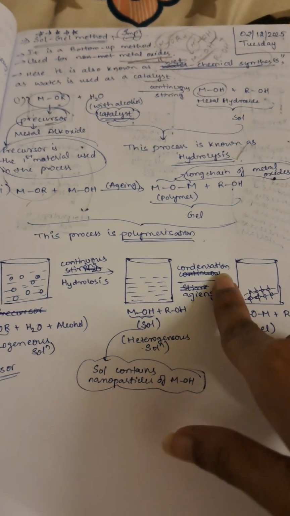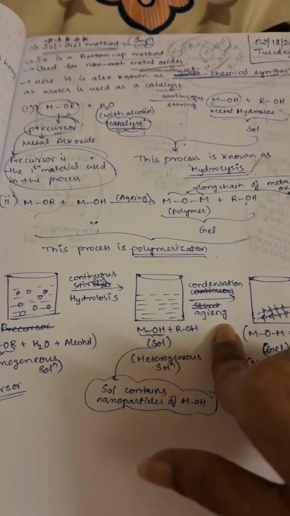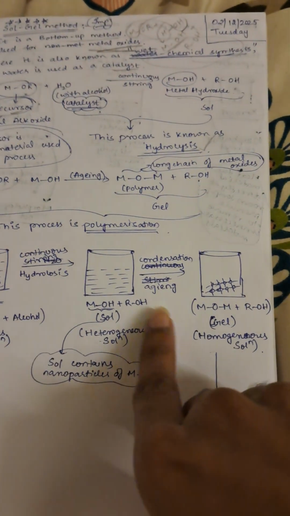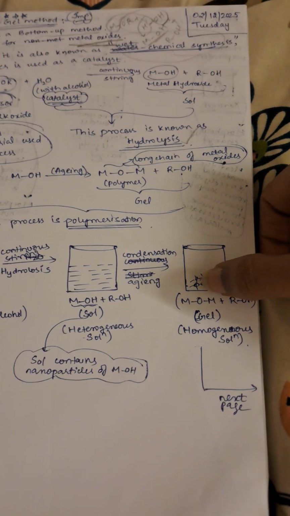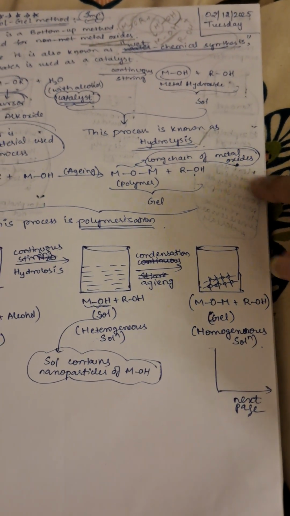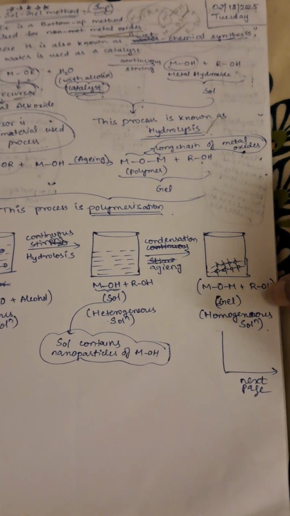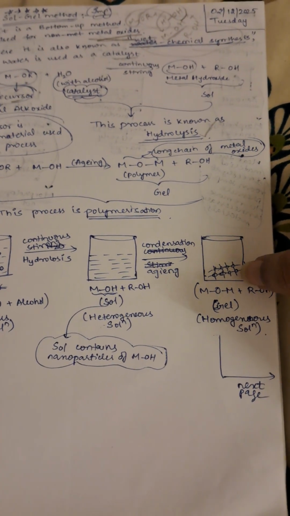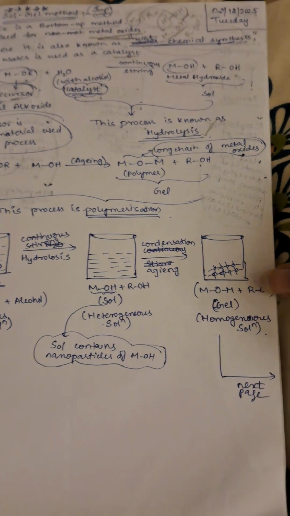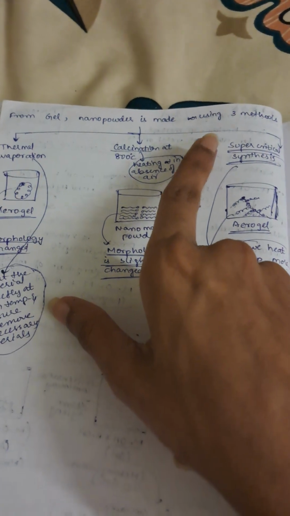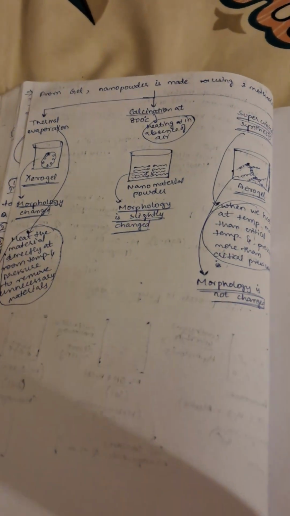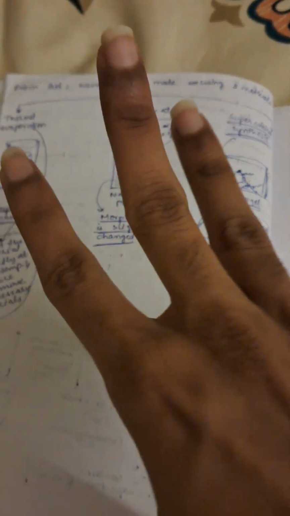Now after that, condensation will take place. Aging, because it will take a lot of time to condense. Then after condensation, a polymer is formed, which is MOM, means a long chain of metal oxide is formed, plus ROH. This is a homogeneous solution. Now with the help of gel, nanopowder is made. So the main purpose is to make nano powder. So from that gel only we will make nano powder by using three methods.